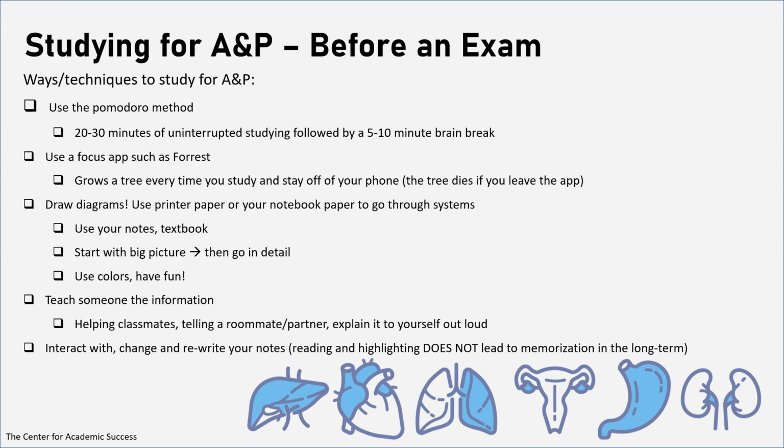So, studying before an A&P exam. Ways and techniques to study. Use the Pomodoro method. Do 20 to 30 minutes of uninterrupted studying. This means turning off your notifications on your phone or putting your phone away, followed by a 5 to 10 minute brain break. This means you're not going onto your phone. You're stretching, you're getting a drink of water, you're having a snack, you're chatting with a friend.